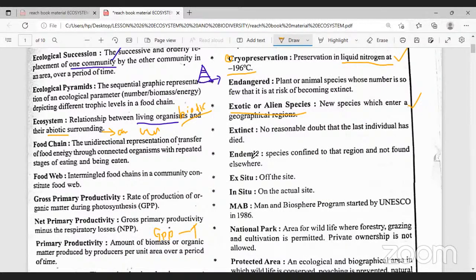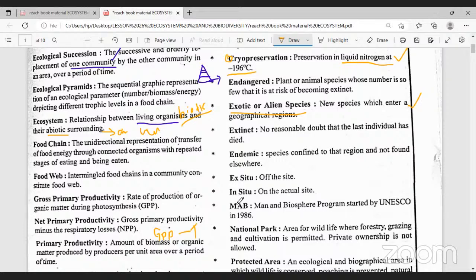Okay, extinct or endemic. Ex-situ and in-situ, this is also very important: ex-situ means outside of the actual site, and in-situ means inside the actual site. Take an example, the kangaroo. The kangaroo is present only inside Australia, and outside of India. That is a very, very important idea.